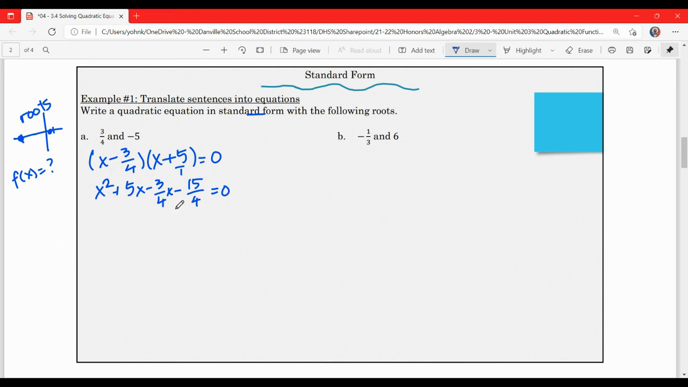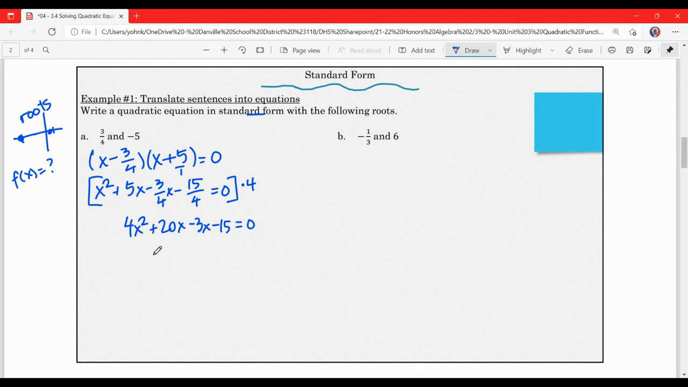Now, when you write something in standard form, you can't have any fractions. So I'm going to multiply the entire equation by 4 in hopes of eliminating the denominators. So that means everything has to be multiplied by 4. 4 times x squared is 4x squared. 4 times 5x is 20x. 4 times -3/4 is -3x. 4 times -15/4 is -15 equals 0.